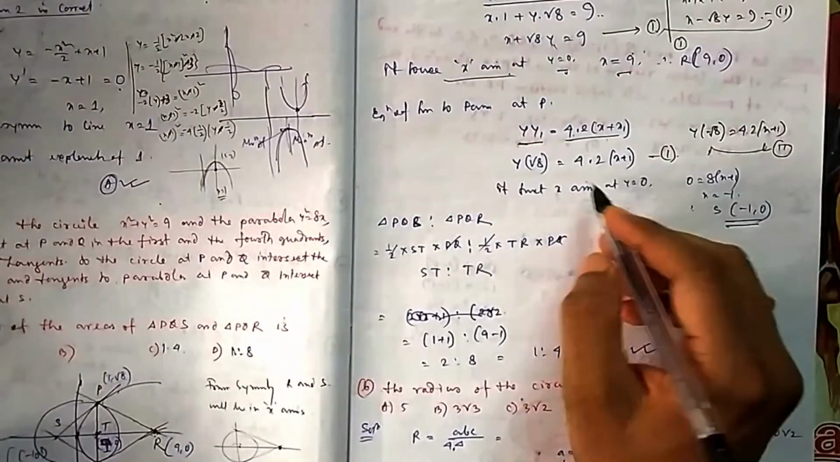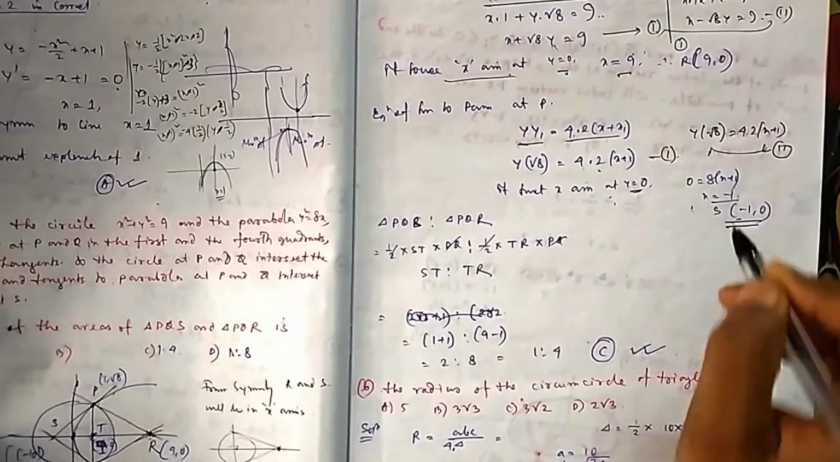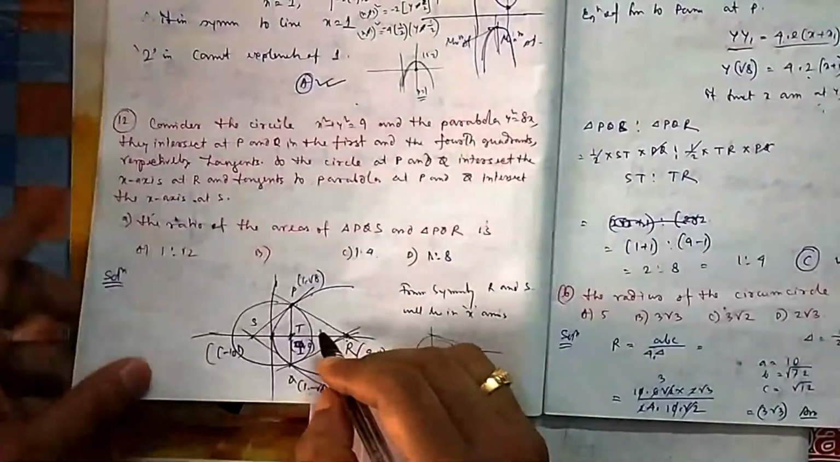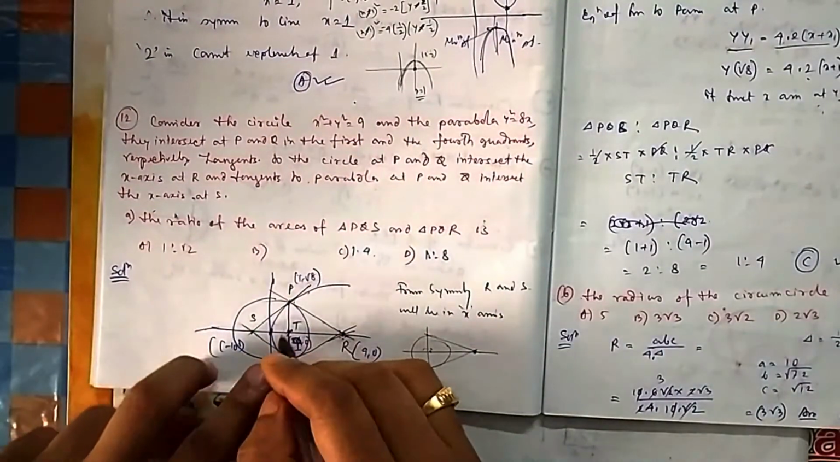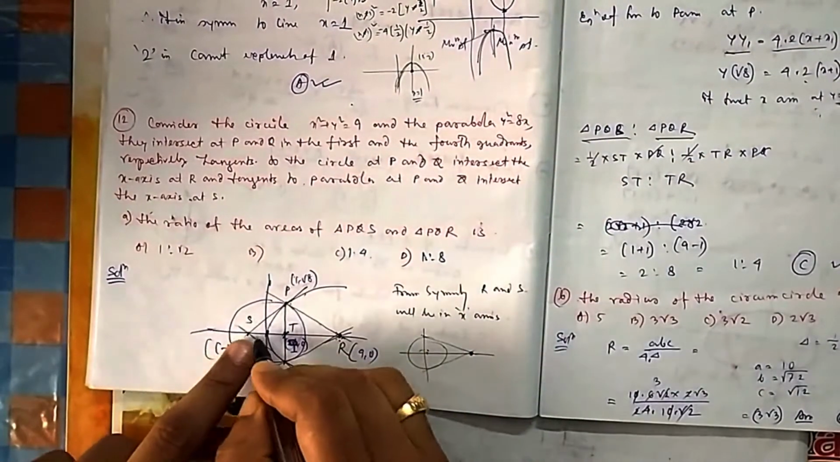What I have done here, because it will touch the x-axis, so y should be equal to 0. I got the point x, so this is touching at this point. So now you know all these points. If you know all these points, now you can find this ratio and this ratio.